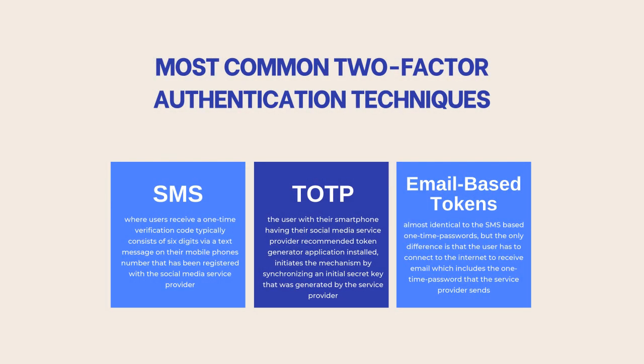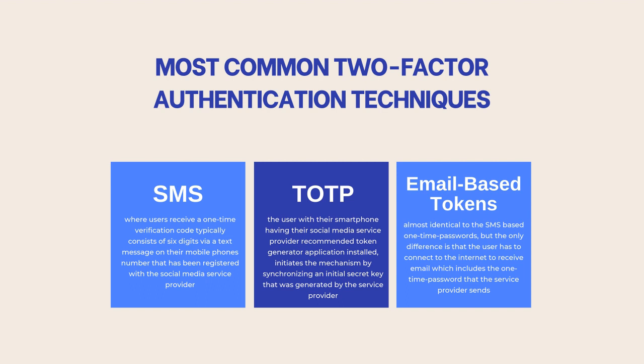One of the most commonly used methods for two-factor authentication in social media is SMS. Users receive a one-time verification code, typically consisting of 6 numbers, via text message on their mobile phone number. This is the most popular method because most individuals have mobile phones capable of receiving text messages.